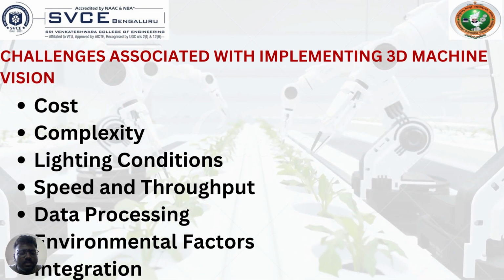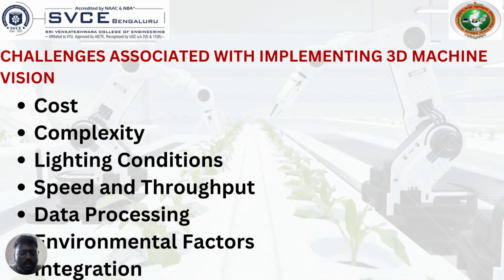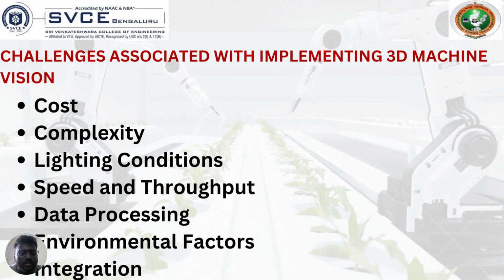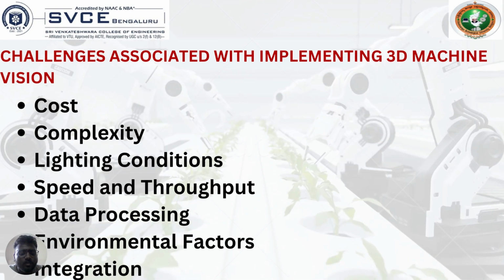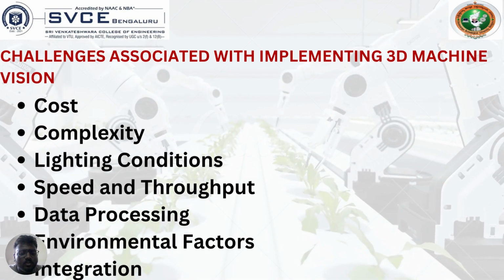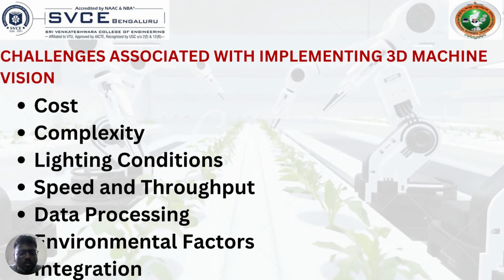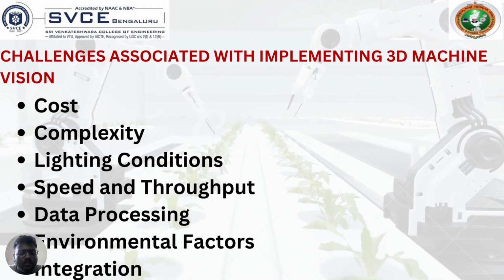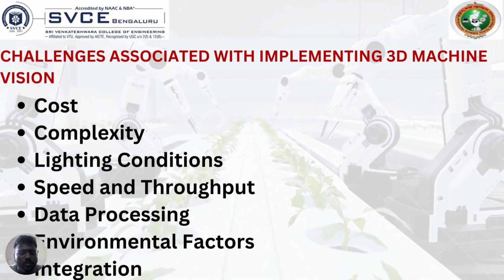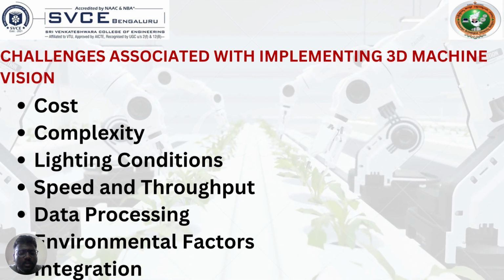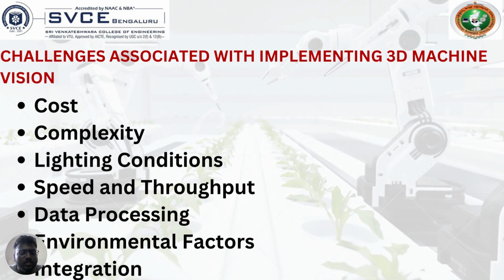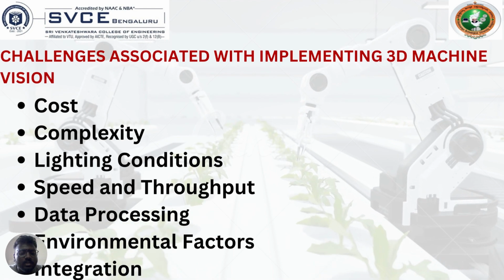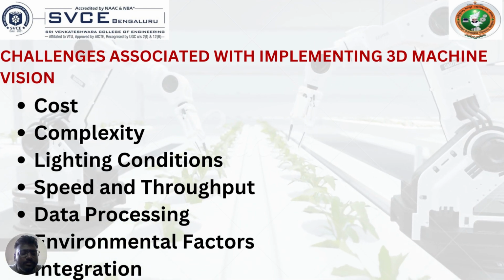Data processing. The 3D machine vision system generates a large amount of data that needs to be processed and analyzed in real time. This requires powerful computing hardware and specialized software, which can be expensive and complex to manage. Environmental factors. The 3D machine vision system can be affected by environmental factors such as temperature, humidity, and vibration. This can cause inaccuracy in depth sensing and object recognition, especially in harsh industrial environments.